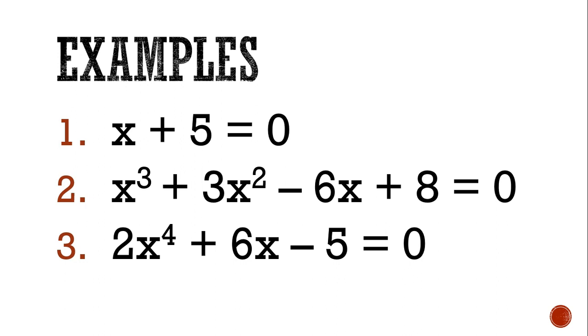For example, we have the polynomial equation x plus 5 is equal to 0. Since the polynomial equation is in degree 1, we can expect that it will have one exact solution. Since polynomial equation number 2 is in degree 3, we can expect that it will have at most 3 solutions or roots. Lastly, in number 3, since it is in degree 4, we can expect that it will have at most 4 solutions or roots.